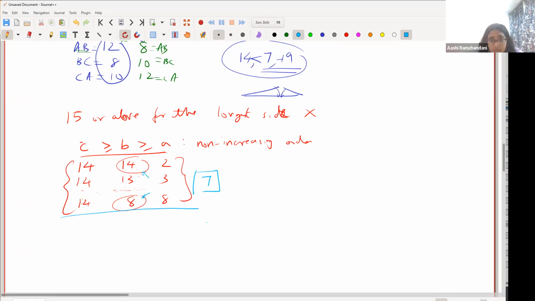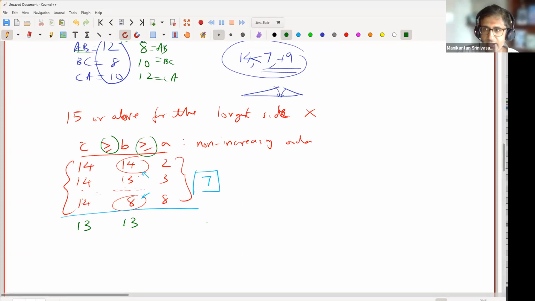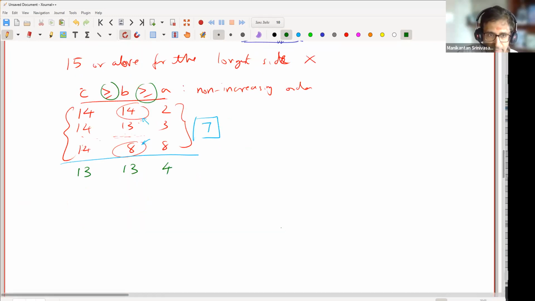Next, we move on to where the longest side is 13. Again, the same logic. If this is 13, then this cannot be more than 13 by our definition, right? We are considering this sequence, right? So 13, 13, and what is the balance? It has to be 4, right? And then we can go all the way. So the sum has to be 17.